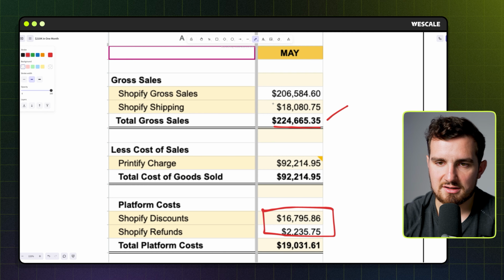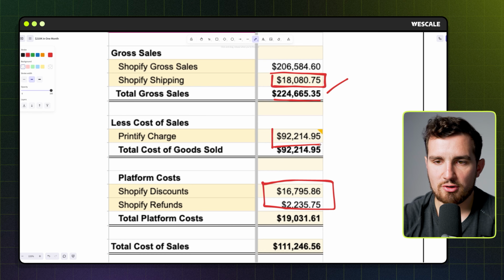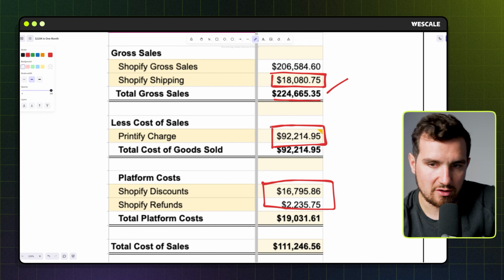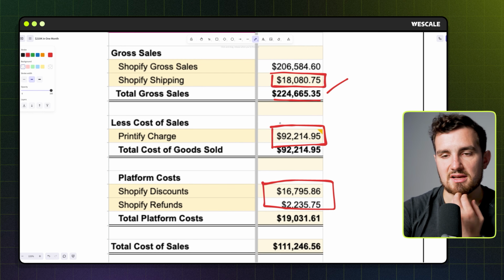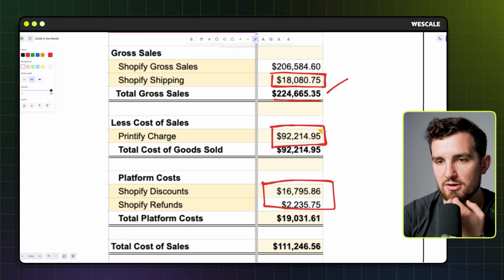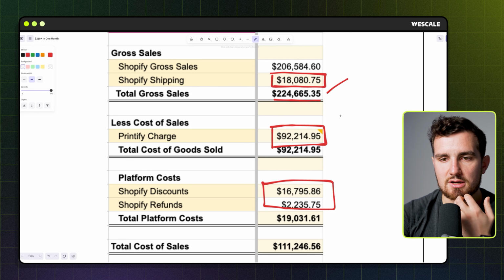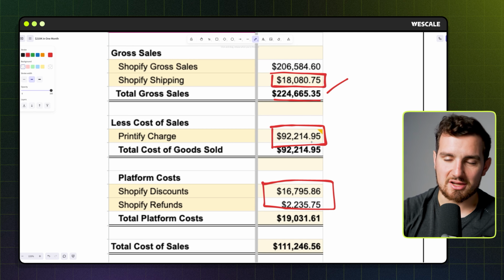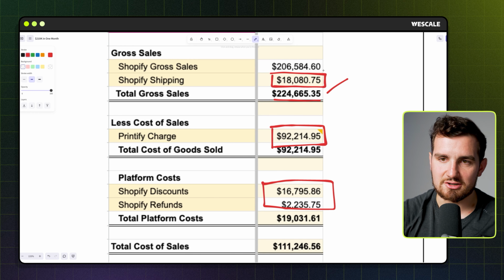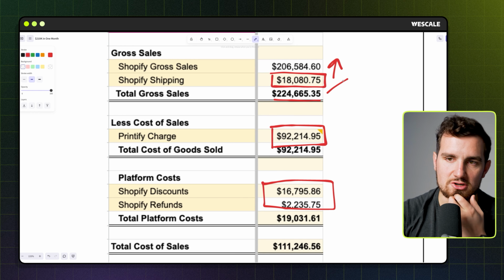So that collected an extra $18,000 in sales. And then the amount that we paid to Printify was $92,214.95. And so this is for shipping out all of the products, all of the orders internationally. That's the total amount, which I know sounds like a big number, but again, we're not paying any of this until this number is going up. So until we have sales, this number stays zero.